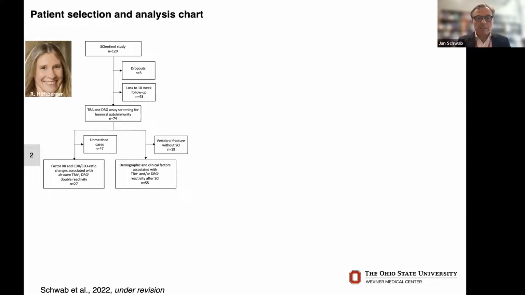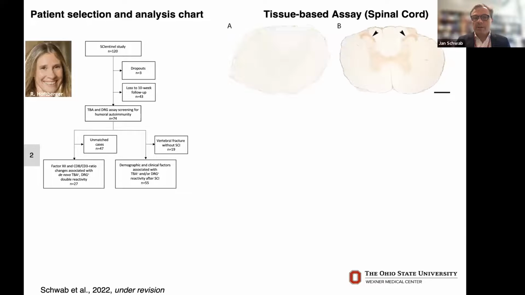And here we tested sera from patients after spinal cord injury and compared those to vertebral fracture controls over time. And Romana, who is also an expert in autoimmune encephalitis, trained with Josep Dalmau, extended the classical test assays used for diagnosing autoimmune encephalitis to the spinal cord. She actually developed this tissue-based assay of the spinal cord, incubating sera of patients overnight.